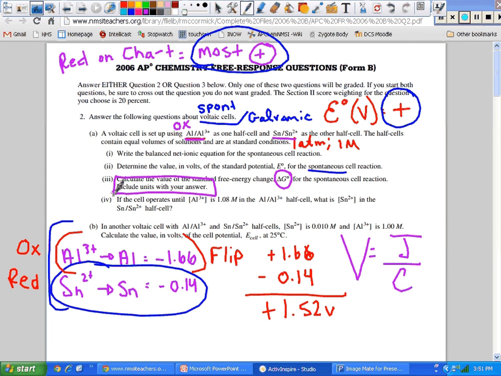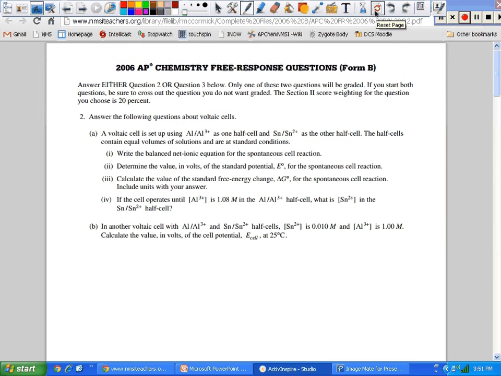This one says 1 point is earned for the correct answer, and the potential must be positive. So as long as it's positive, you'll get the answer right on this one. All right, so let's look at 3. Now, what are the 3 factors that tell you true spontaneity? We should know this. We know that E is positive, delta G is negative, and K is greater than 1.